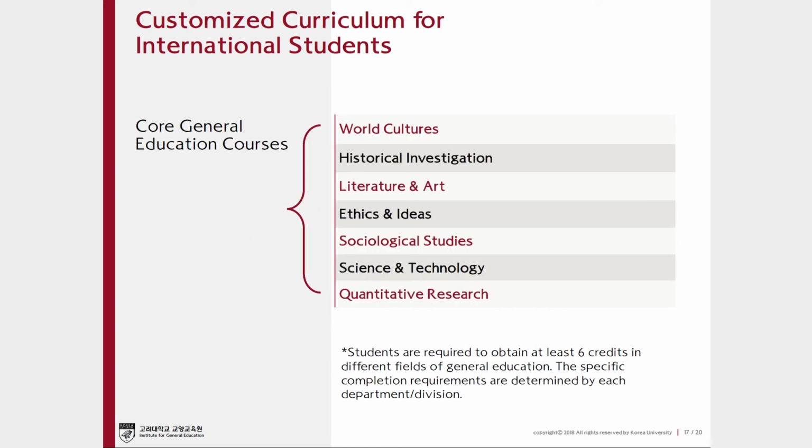Let's move on to core general education courses. Core general education is again categorized into 7 different areas, and 4 areas on the upper side belong to humanities sub-area. Students need to obtain 6 credits with core general education courses, and among 6 credits, 3 credits must be obtained from humanities sub-area. But the requirement differs by department or division, so you must check the academic curriculum of your own department, and you must notice that students can only take 2 courses max per semester.